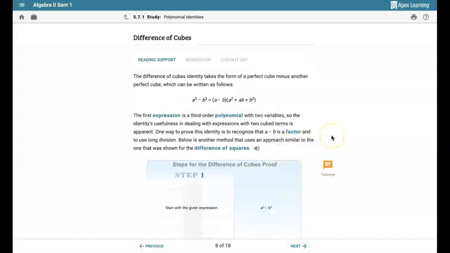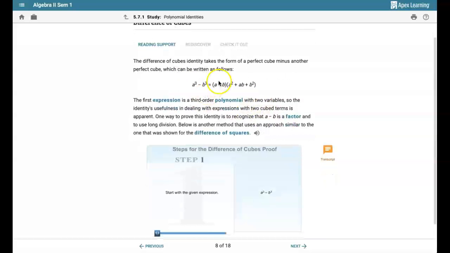All right, then this is a new one here potentially for us, difference of cubes. Difference of cubes is saying a cubed minus b cubed, right? And what this is going to result in is a minus b multiplied by our property that we've known before, a squared plus ab plus b squared. So our first expression is a third degree polynomial with 2 variables.